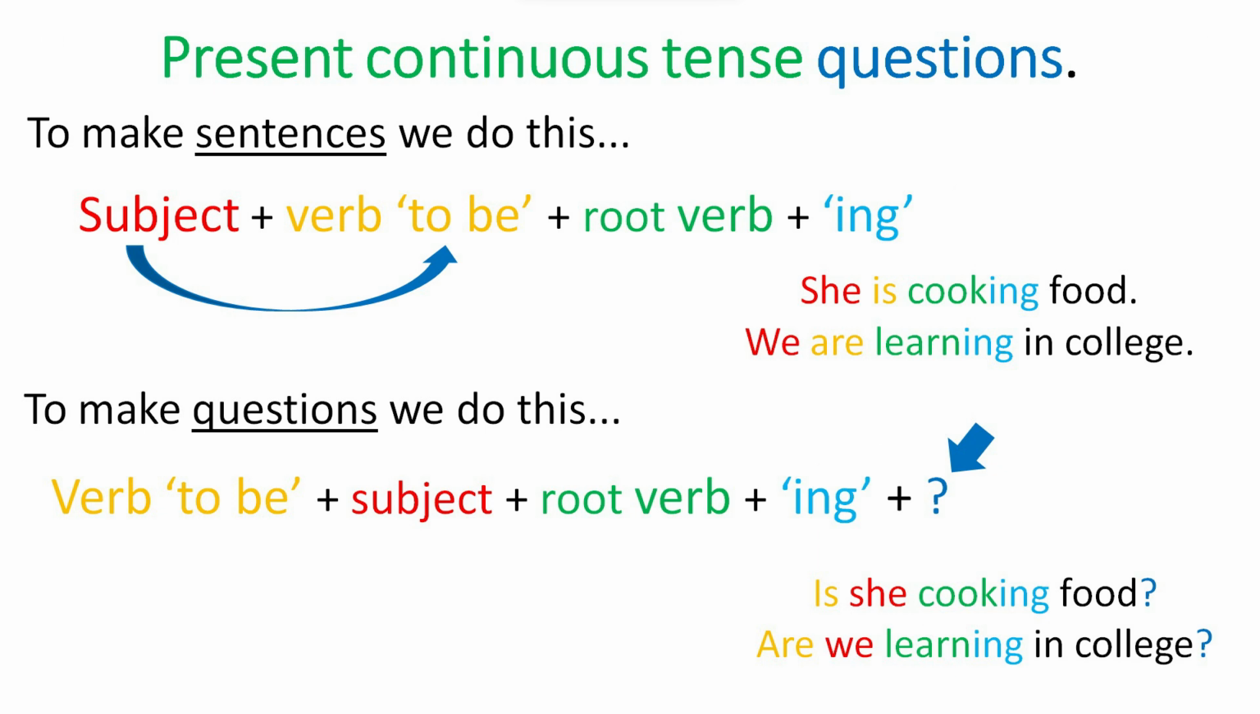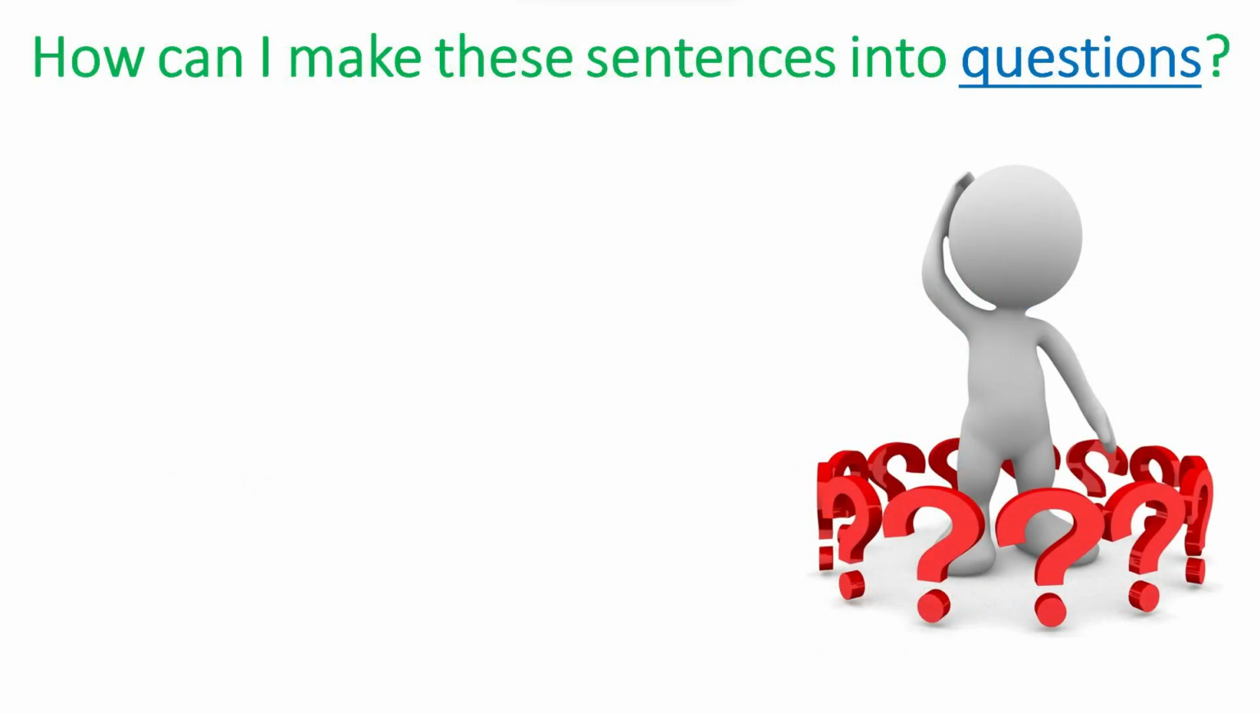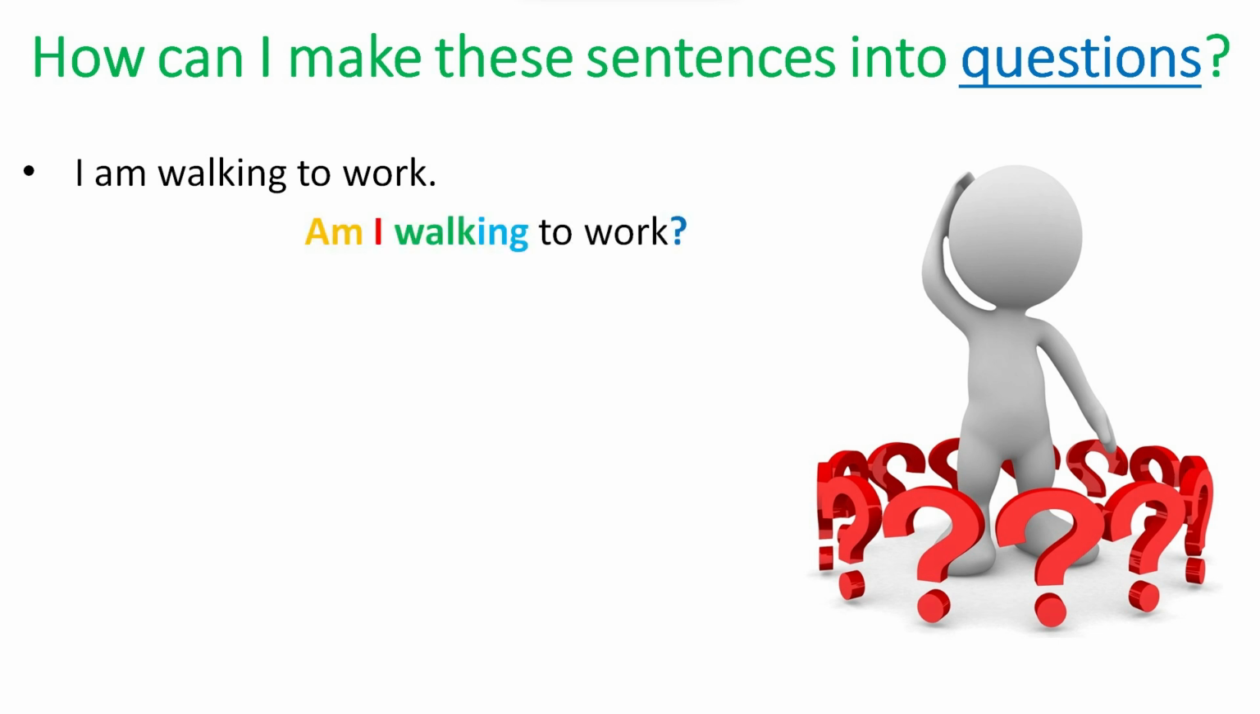And that's it. So let's have a look at our sentences again. And this time, I would like you to think about how we could make them into questions. I am walking to work. What do you think? How could we make this into a question? All we do is swap the subject and the verb to be around and add a question mark at the end. Am I walking to work?